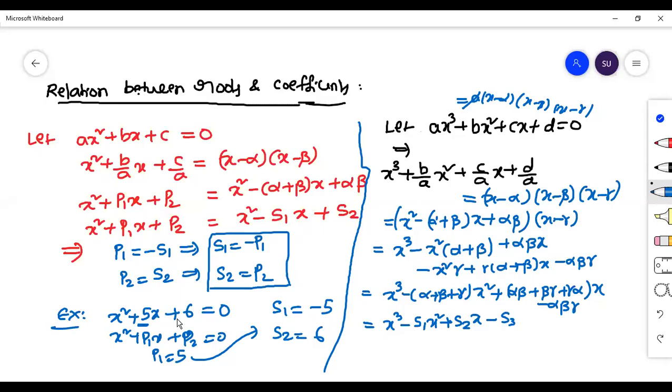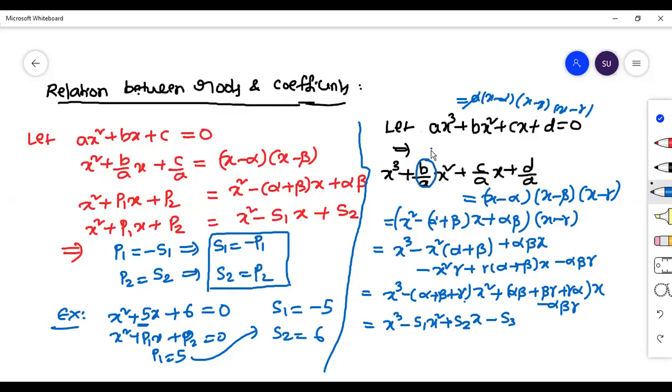So finally you will get this relation. If you multiply these three terms, you will get x cube minus (alpha plus beta plus gamma) x square plus (alpha beta plus beta gamma plus gamma alpha) x minus alpha beta gamma. This is nothing but S1, this is nothing but S2, this is nothing but S3. So finally, if you equate, this is nothing but what?